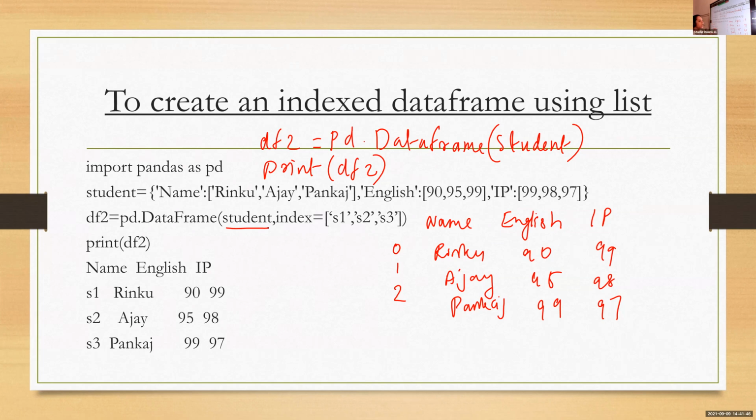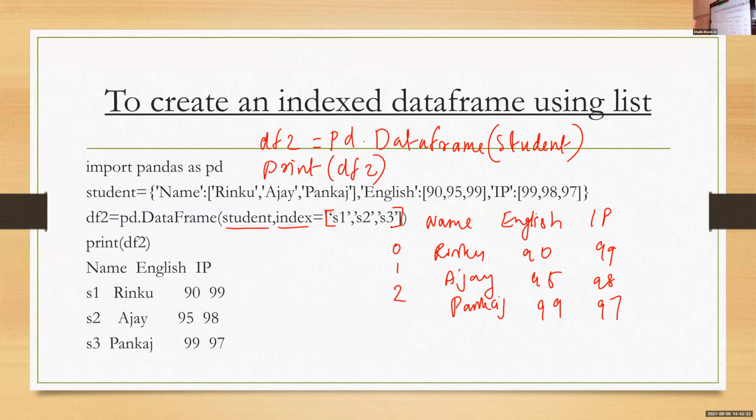I want to change the index. So first write the keyword index. Index is equal to, use one list. Within that list, give the index values that we want to replace the default values with. I want to replace 0, 1, 2 with S1, S2, S3. So I'm giving index is equal to, within square brackets, S1, S2, S3. So instead of 0, 1, 2, the output is S1, S2, S3. Then all the other data are the same.